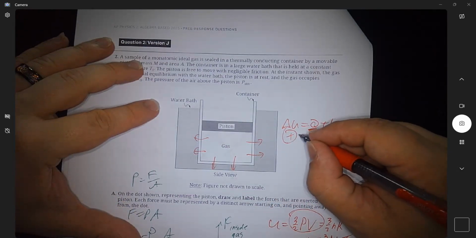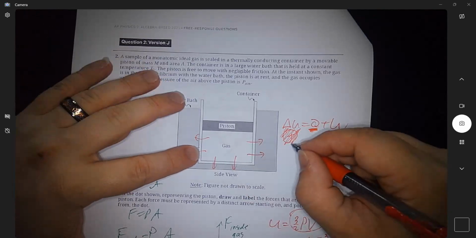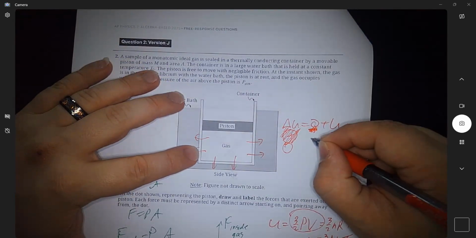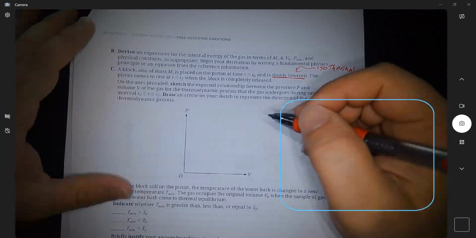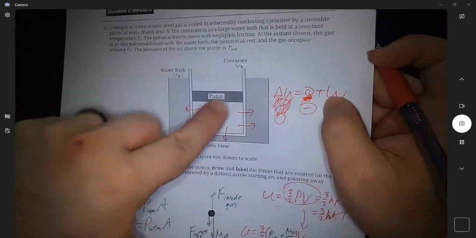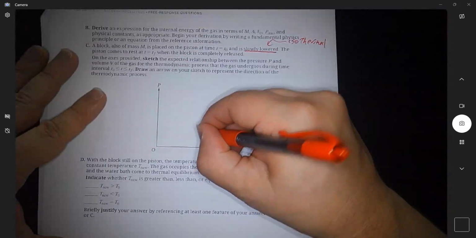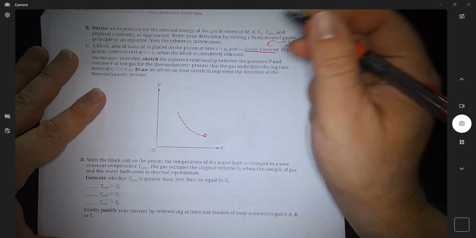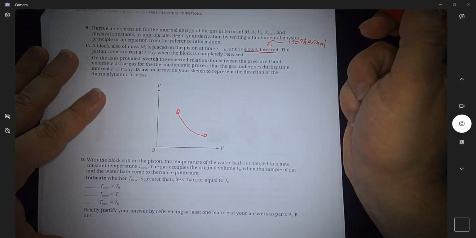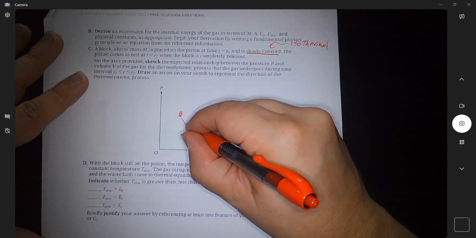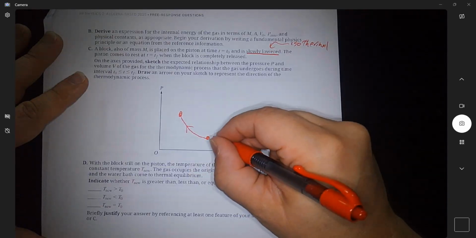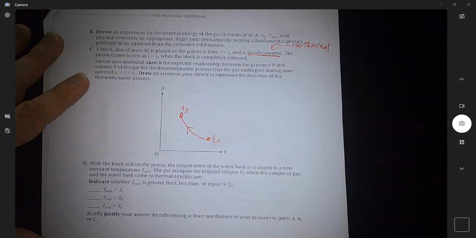So instead, the temperature stays the same, and you have energy flowing out of the gas into the water bath. So this is going to be isothermal. We're going to start with a higher volume, lower pressure, and then we're going to go to a lower volume, higher pressure. Okay. And yeah, so it's just going to be that. So it's going to be like that way. So this is like T initial and T final or something like that.